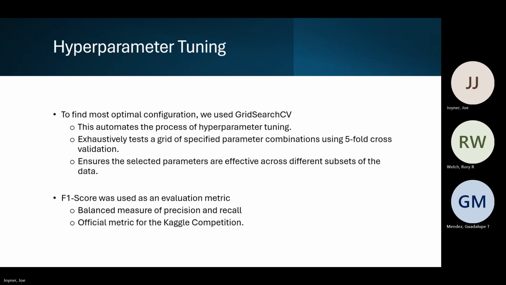After this, to find the most optimal configuration, we used grid search CV. This automates the process of hyperparameter tuning. It exhaustively tests a grid of specified parameter combinations using five-fold cross-validation. This ensures the selected parameters are effective across different subsets of the data. And we used F1 score as an evaluation metric. It's a very balanced measure of precision and recall, and it is the metric used by Kaggle for the competition.